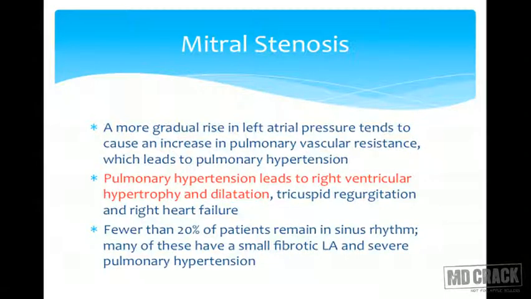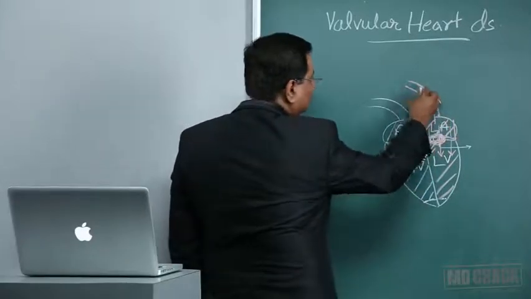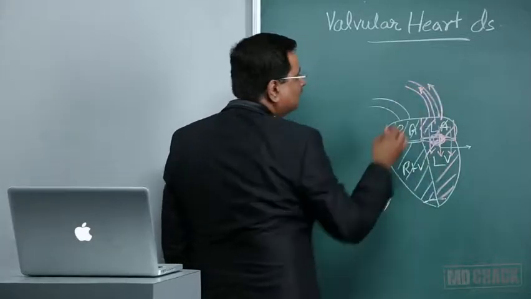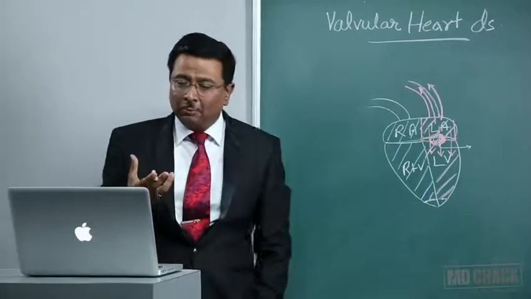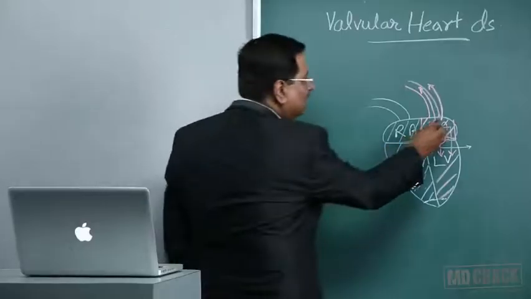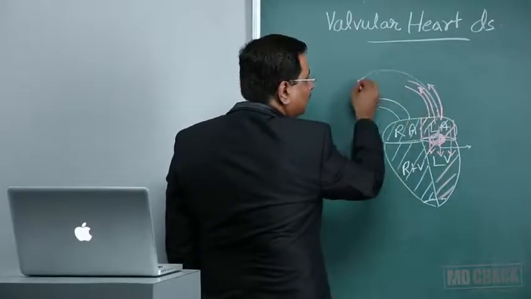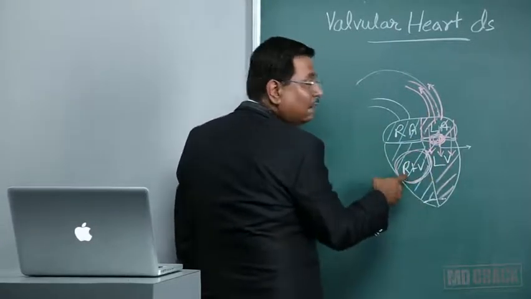A more gradual rise in left atrial pressure tends to cause an increase in the pulmonary vascular resistance, which leads to pulmonary hypertension. Ultimately, because of this back pressure, there will be increased venous capacitance, there will be increase in the venous pressure, and this can give rise to pulmonary hypertension. Pulmonary hypertension leads to right ventricular hypertrophy and dilatation, tricuspid regurgitation, and right-sided failure. Ultimately, this increase in the pressure can be transmitted backwards, and ultimately this pressure increase will be reflected at the level of left ventricle also.